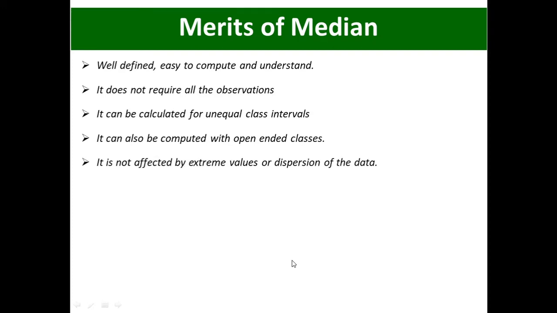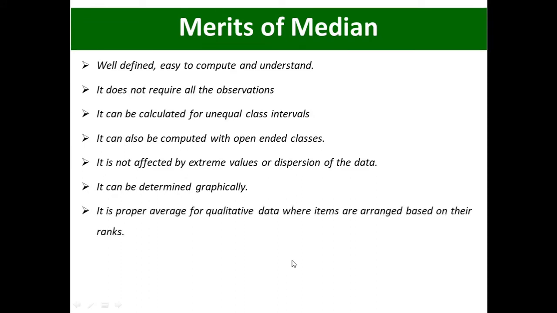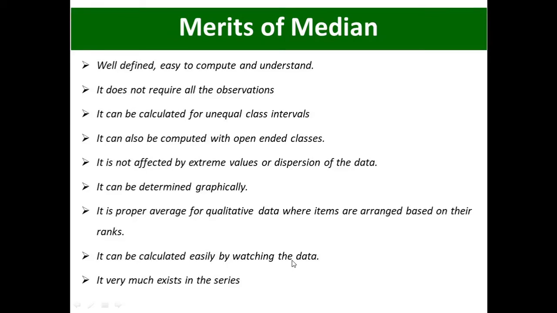It is not affected by extreme values and is also independent of range or dispersion of the data. It can also be determined graphically, that we will understand in the next video. It is a proper average for qualitative data where items are not measured but are scored or arranged based on their ranks. It can be calculated easily by inspecting the data. And finally, it gives a value which very much exists in the series and is a round figure in most of the cases.